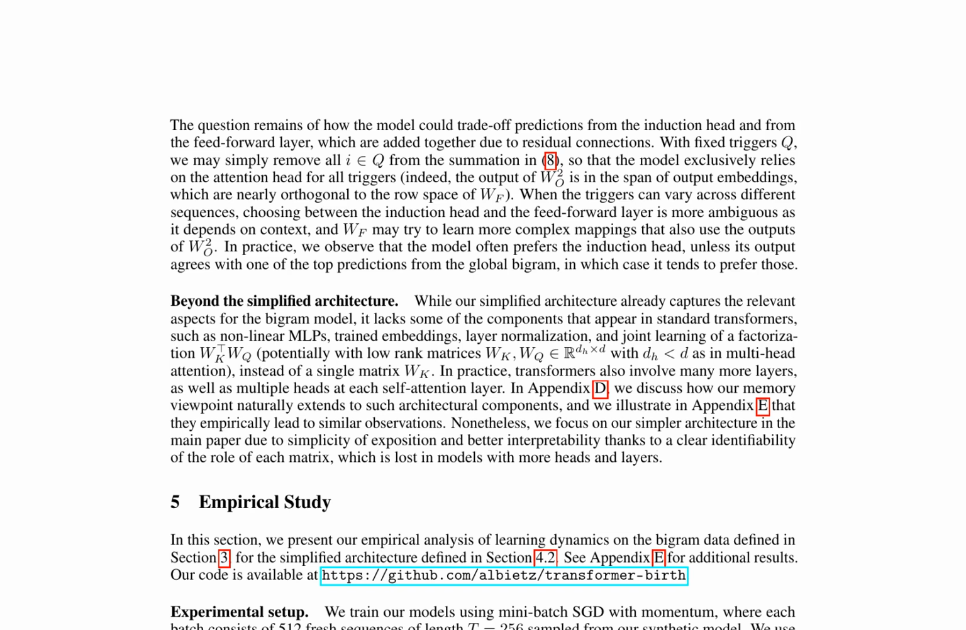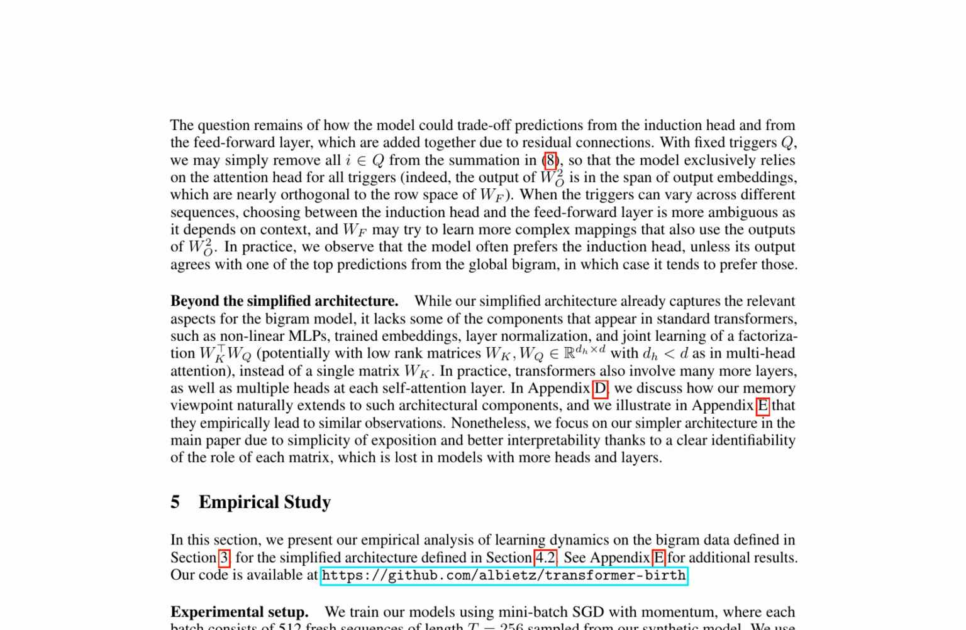The research paper explores the learning dynamics of transformers, focusing on the emergence of the induction head via top-down learning. The authors examine how the model trades off predictions from the induction head and the feed-forward layer, highlighting the importance of choosing between these components depending on context. They simplify the transformer architecture to better understand the role of each matrix, demonstrating that the induction head is preferred unless its output agrees with top predictions from the global bigram.